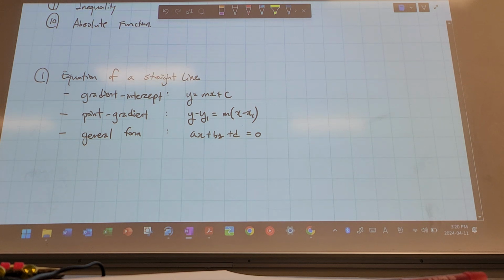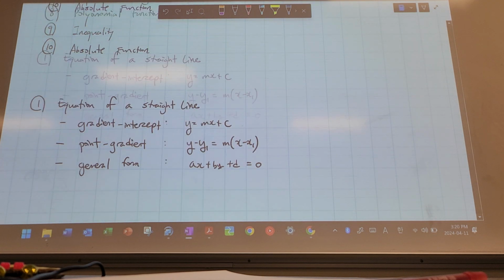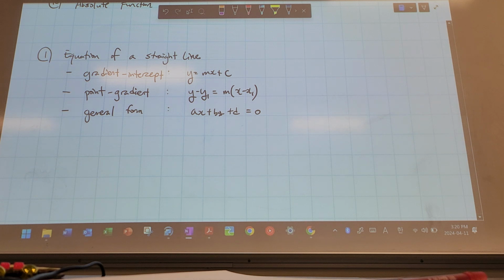Moving on to the next part. The plus d determines the position of the line. So if you keep the a and b values the same, but the d value changes, then you move the graph up and down and sideways.